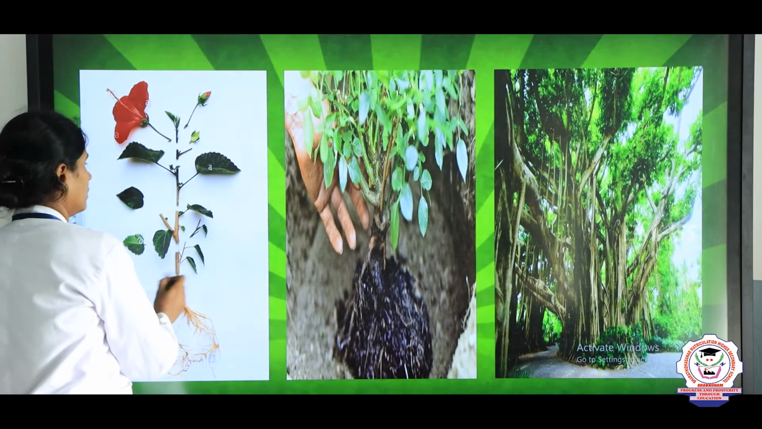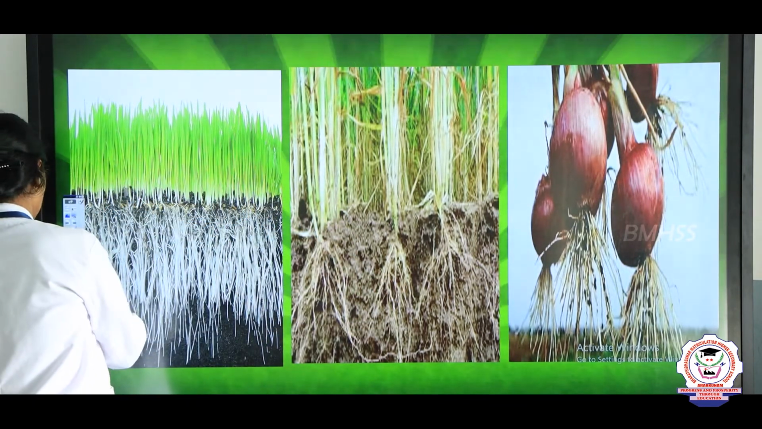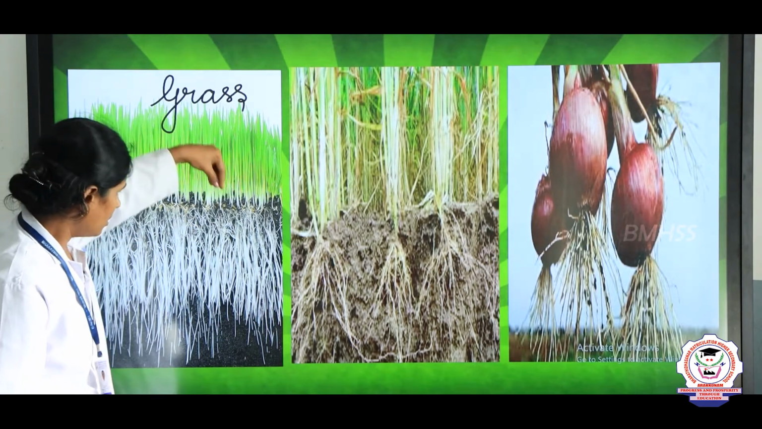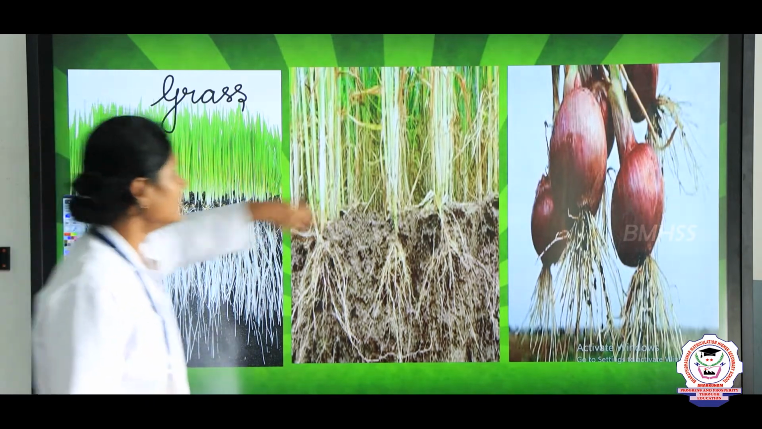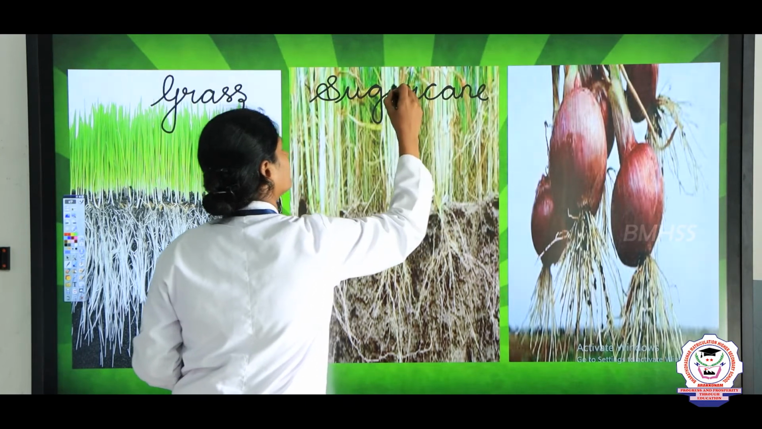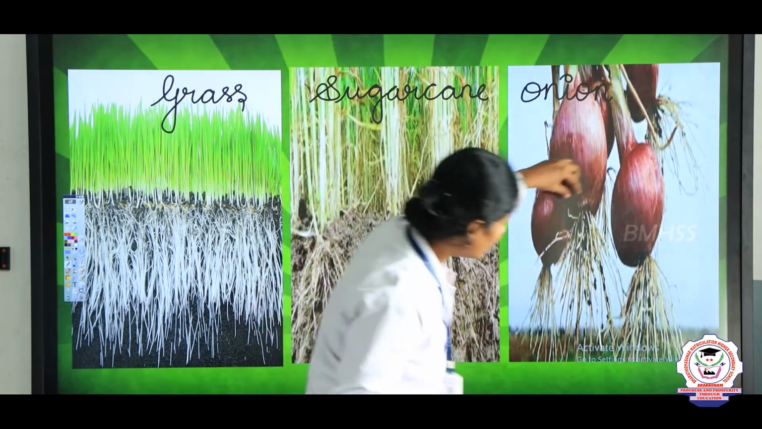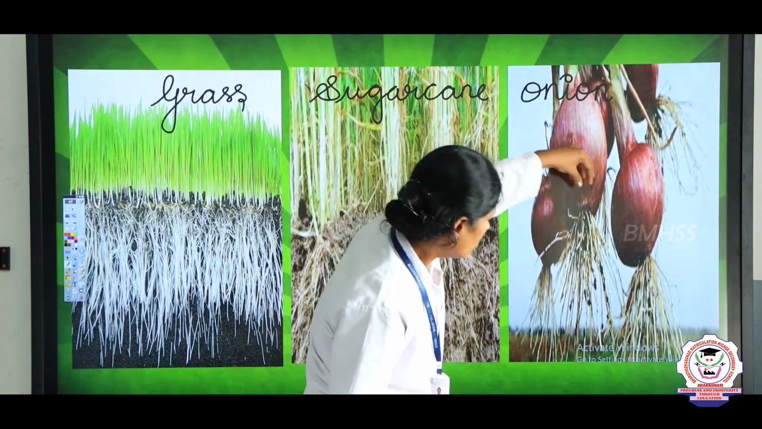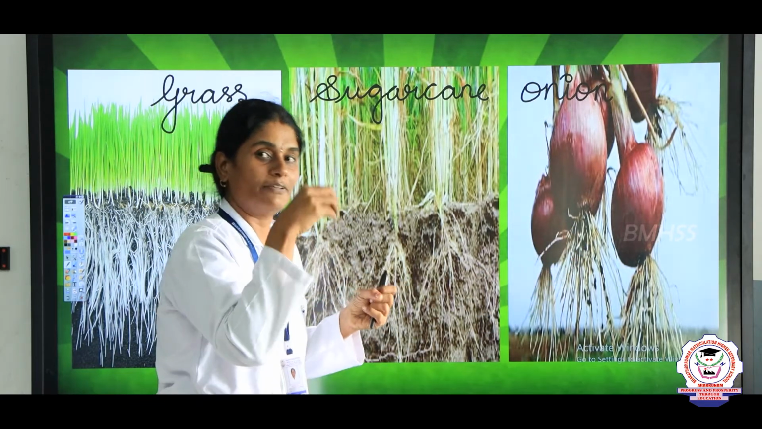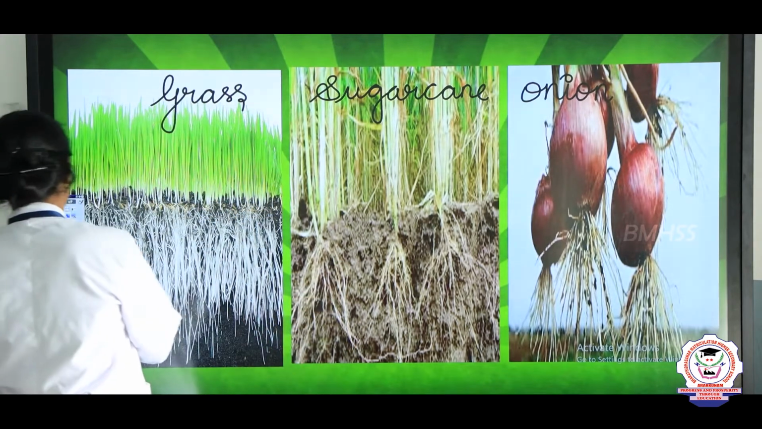The next one, we are going to see about fibrous root. What are the plants that have fibrous root? This is grass. Grass is an example of fibrous root. You can see the bunch of roots coming from the base of the plant. Sugarcane is also an example that has fibrous root. And then onion is also an example of fibrous root. You can see a bunch of roots that come down at the base of the onion. So, onion, sugarcane and grass have fibrous root. The root comes as a bunch from the base, and that is fibrous root, right? These are the plants that have fibrous root. Now let us see.